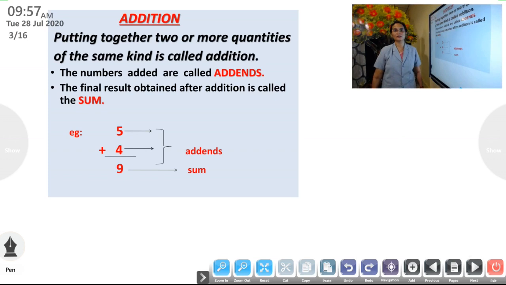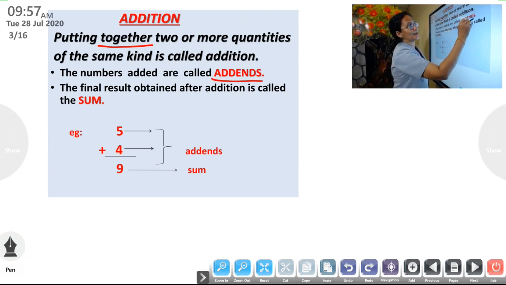Okay, so today we will learn addition. You know what is the definition for addition? What is addition? Putting together two or more quantities of the same kind is called addition. Then the numbers added are called addends.